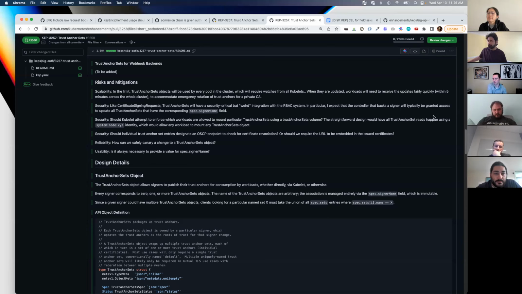So yeah, I think the scale issue is probably solved by a list watch, and the list watch is probably okay in this case if this isn't considered a confidential thing to prevent nodes from reading.